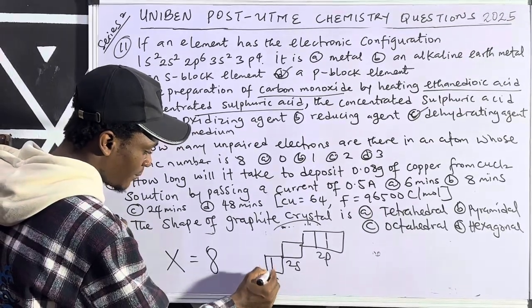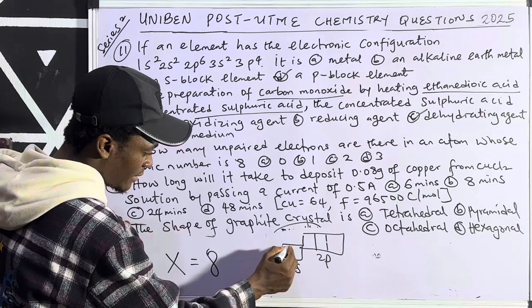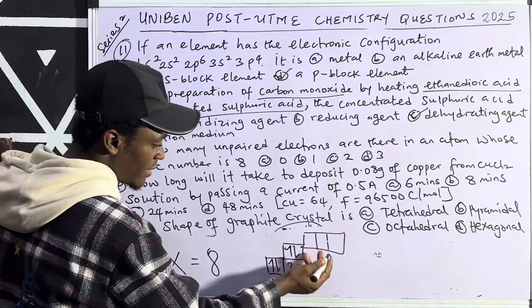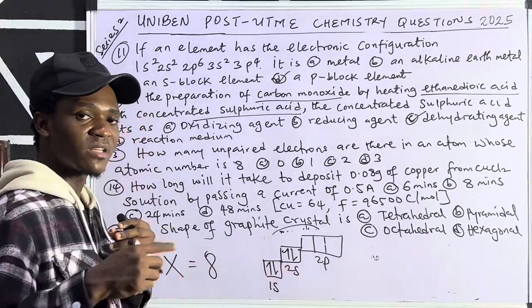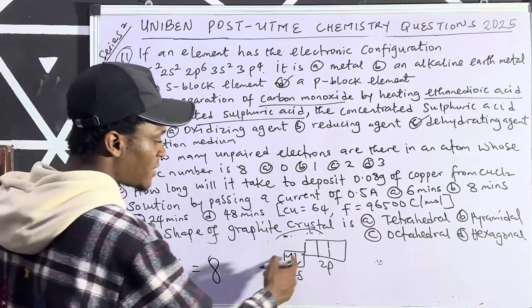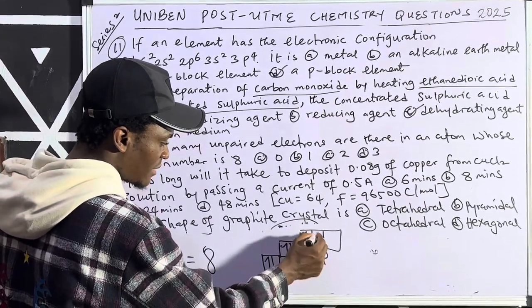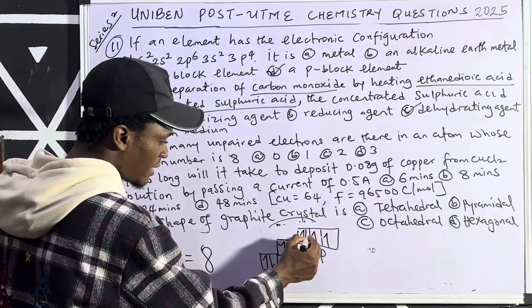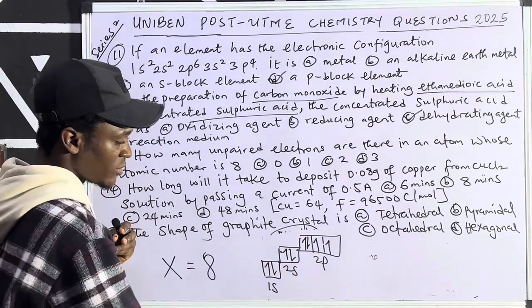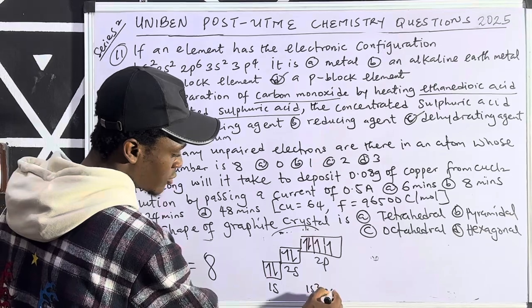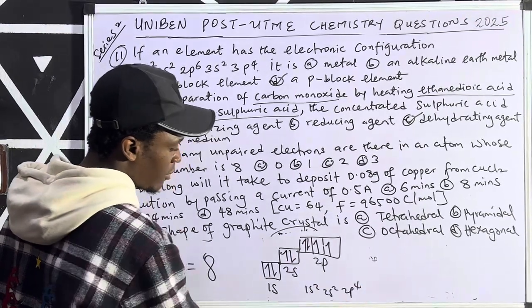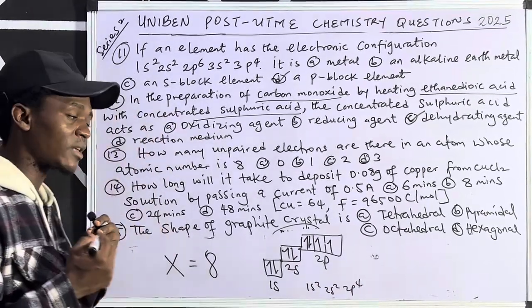We pair instantly. 1, 2, then 3, 4. Then when you get to the p, because p is a degenerate orbital, you have to fill singly before you start pairing. So already we filled 4, so it becomes 5, 6, 7, then what? 8. So looking at this expression now, we have 1s2, 2s2, and 2p4. So when you sum up, you get a total of 8.